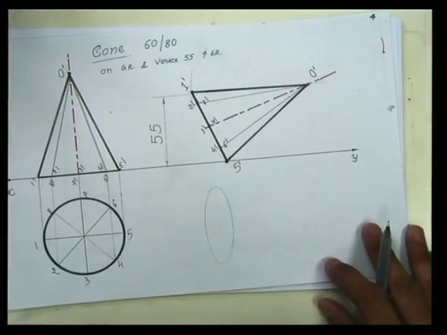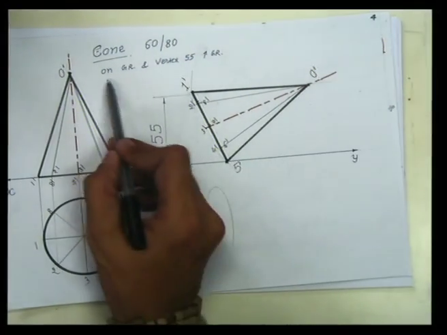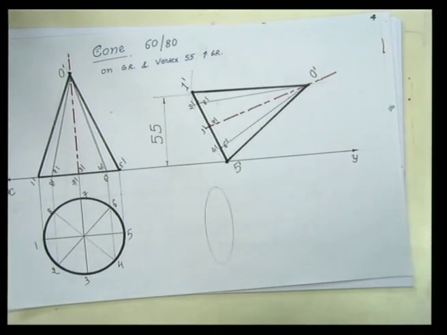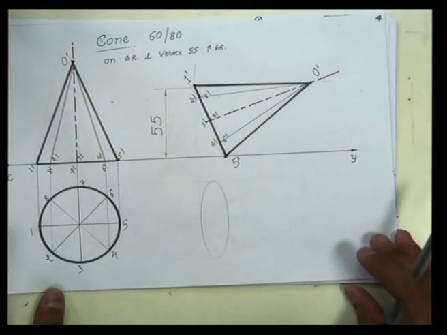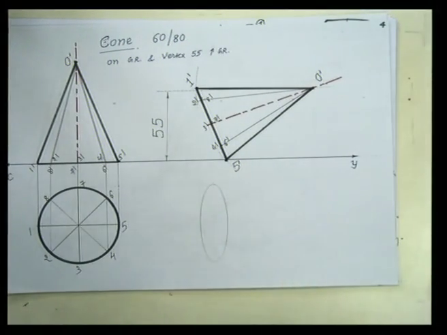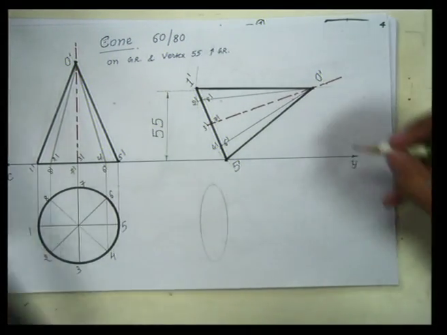So this is the first step. We have drawn this one resting on ground, vertex is 55 mm above the ground. Now we need to draw its top view. So how to draw that? Again, for that the same similar steps which we follow.